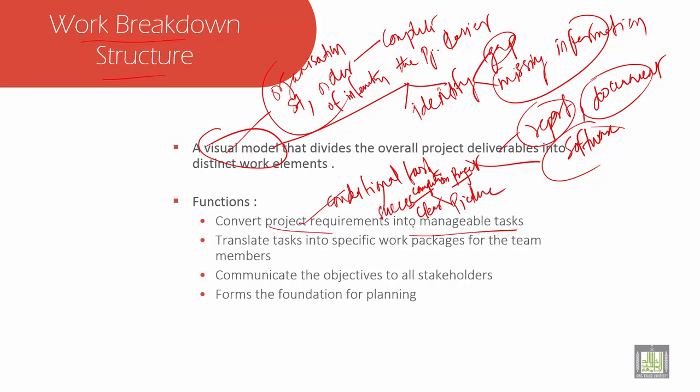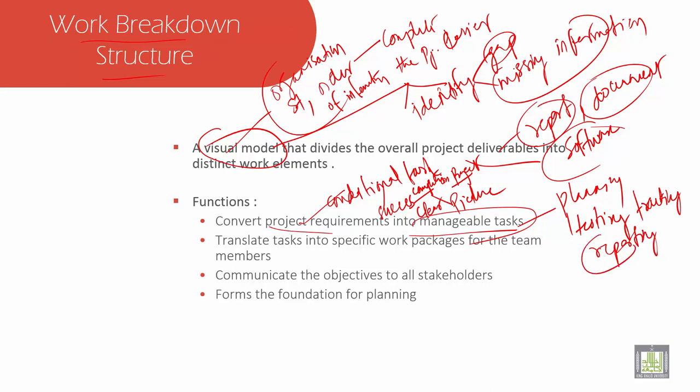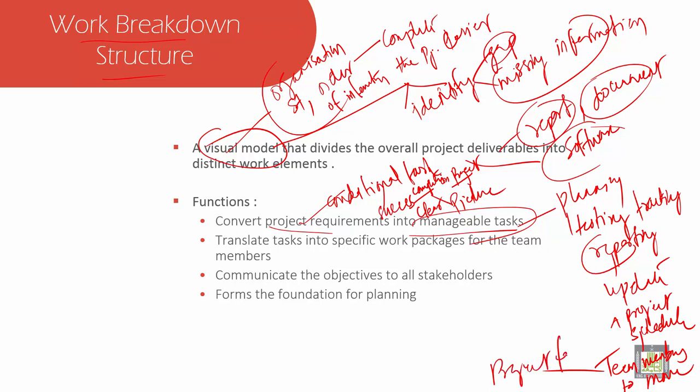What is a manageable task? It is the process of managing a task through its life cycle. It involves planning, testing, tracking and reporting. All these are done to update the project schedule. It also helps in directing the team members to move the project forward. Then we translate the tasks into specific work packages for the team members.